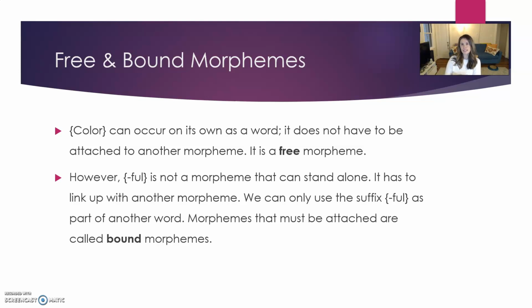However, full, this suffix, right, is not a morpheme that can stand alone. It has to link up with something else. And keep in mind that this suffix is different from the word full, right? F-U-L-L. So in this case, this is a suffix, meaning that something is full of, and it has to be attached onto another morpheme. We can only use the suffix as part of another word, right? So morphemes that have to be attached to something else are called bound morphemes, okay? So we have free and bound morphemes.